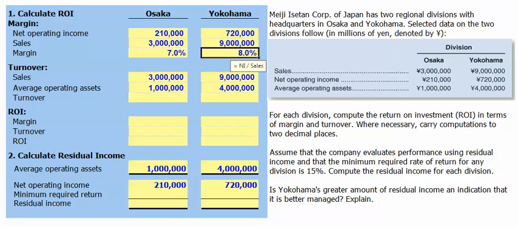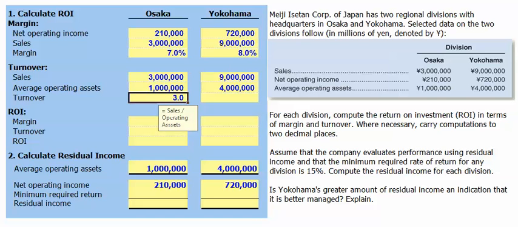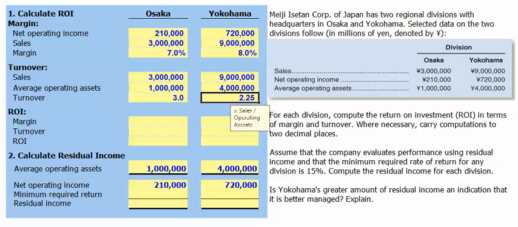Let's go ahead and calculate our turnover. Our asset turnover is sales divided by our average operating assets. The asset turnover for the Osaka division is 3, while the asset turnover for the Yokohama division is 2.25. From a turnover perspective, the Osaka division is performing better. It has 3 yen in sales for every 1 yen it has in operating assets.